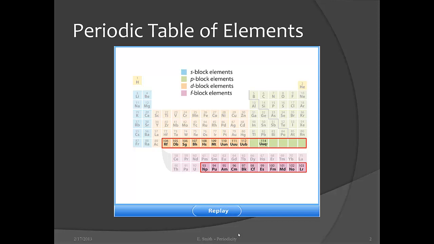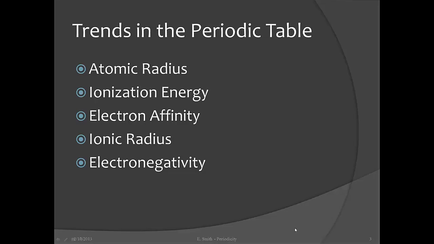So there's a little synopsis of what the periodic table is all about. So let's start talking about the trends in the periodic table. The main trends that we're going to talk about are atomic radius, which I will sometimes refer to as atomic size, ionization energy, electron affinity, ionic radius, and electronegativity.